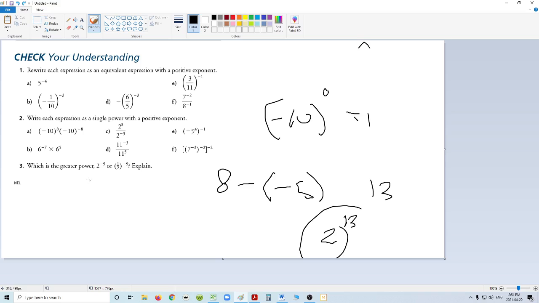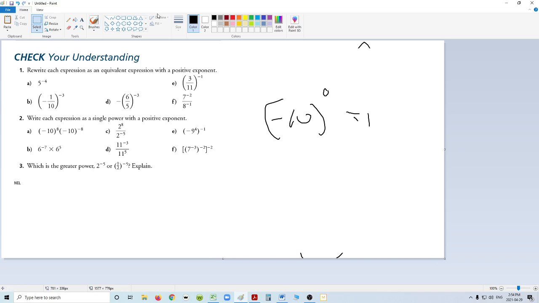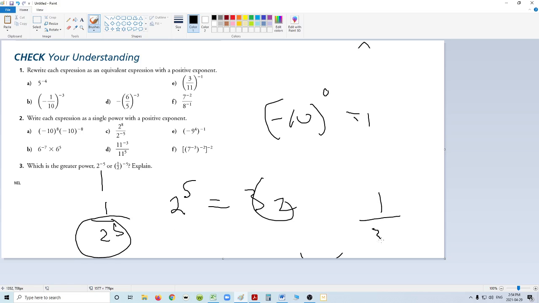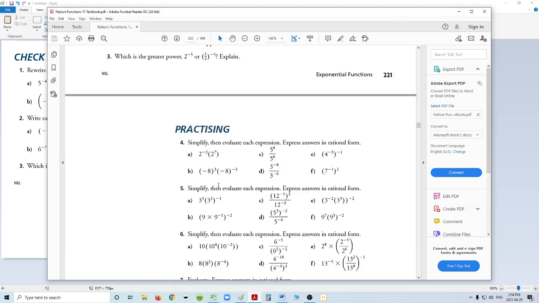Okay, which is a greater power? Explain. 2 to the negative 5 here is 1 over 2 to the 5, which will become a small number, smaller than 1. 1 over 2 to the negative 5 is 2 to the 5, which will become a large number, like 32, I think. So you can see that that's 1 over 32, and this is 32. Which one's bigger? That one. So that one's the bigger number, which is what I think they mean by what is the greatest power.